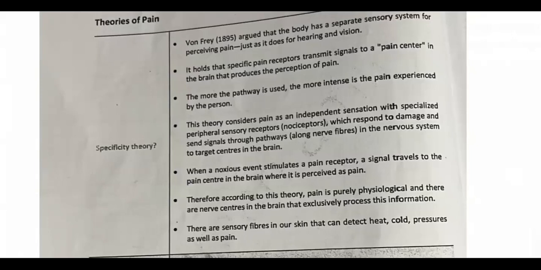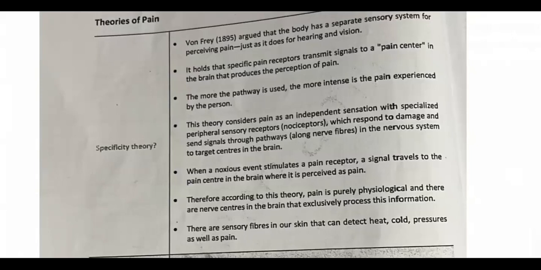A separate system for vision means that everything to do with your sight is connected to a whole other pathway. Similarly, everything to do with your hearing has a whole other pathway. Similarly, everything to do with perceiving pain, how you are taking pain or how much it is hurting, also has a separate pathway. They say that this separate sensory system holds pain receptors and transmits signals to a pain center in the brain that produces the perception of pain.